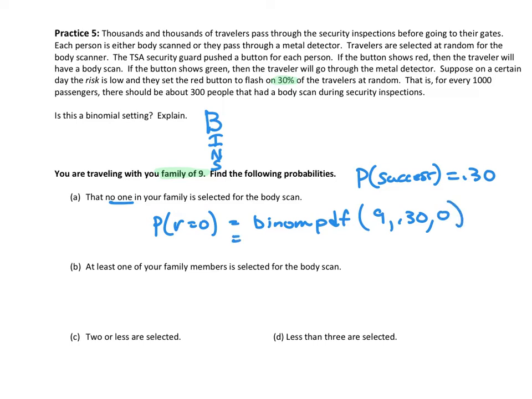Now that will also be 0.7 to the 9th, which means that every one of the 9 family members did not get the body scan. At least one of your family members is selected. Well, that's 1 minus the probability that you get 0. For the sake of time, you can go ahead and type in these things for the decimals. So that's 1 minus what you got in part A.